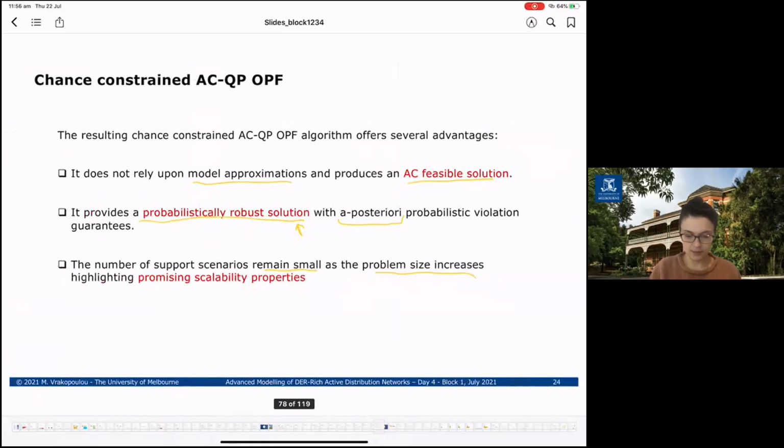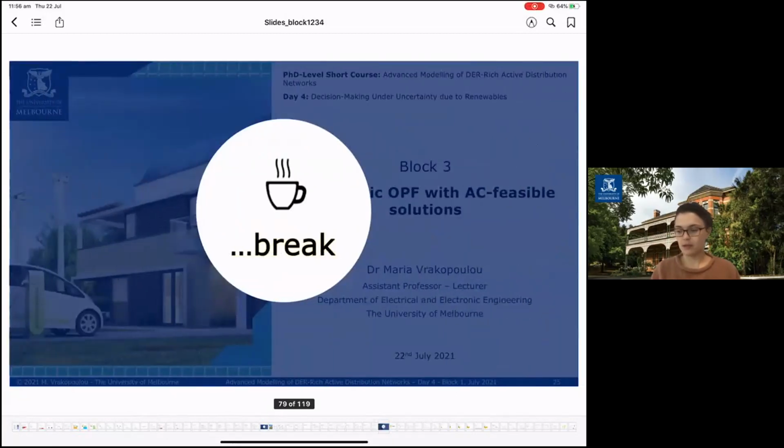I guess I can take a couple of questions and go to maybe a 5-minute break or something, and then we will go with the rest, the 4 block and the optimization of reserves and energy.